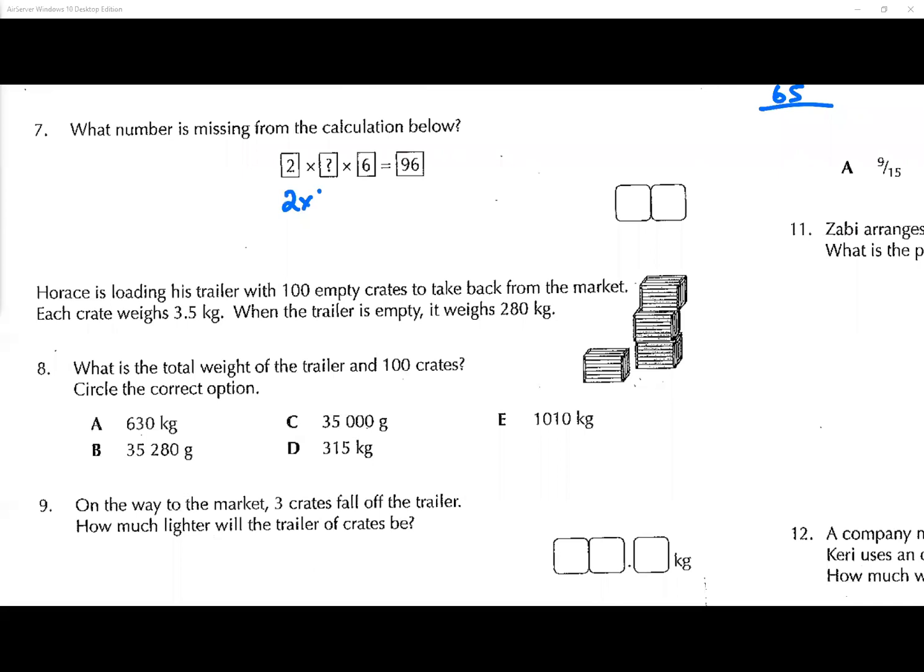So what was my answer? What was your approach? How do we do the question? I'm not interested in answers. So how do we find the answer? How do we find the missing number?